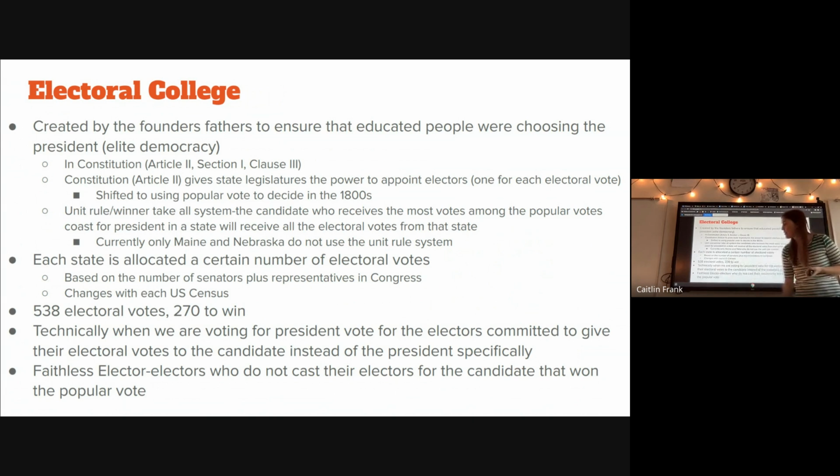In total, there are 538 electoral votes, and it takes 270 to win. That is distributed by two factors. Each state gets 2 for having 2 senators, and then the number of congressional districts in a state determines how many other electoral votes you have as well.